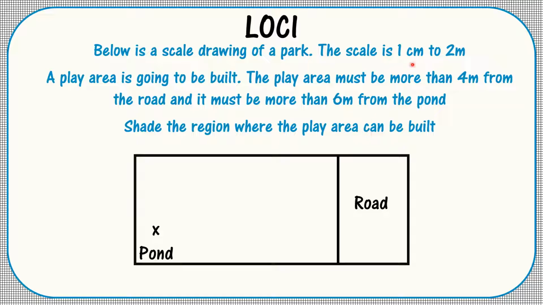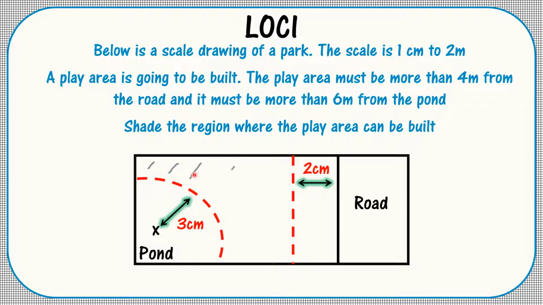As the scale is 1 centimeter to 2 meters, we know that 4 meters will be represented by 2 centimeters, which is shown by this line. It must also be more than 6 meters from the pond. As it is 6 meters, we know that on the scale it will be 3 centimeters, which is indicated by this part of a circle. The final bit of the question says shade the region. So as you can see, the play area can be built anywhere where this has been shaded.